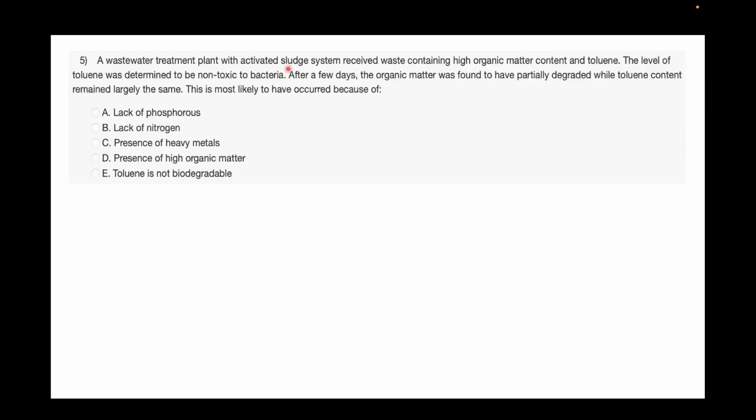Okay, let's look at this question again. This was the situation: wastewater treatment plant with activated sludge system. You added a waste containing high organic matter and toluene. The level of toluene was determined to be non-toxic, but after a few days you observed that organic matter has degraded but not the toluene. This is most likely because dashed.